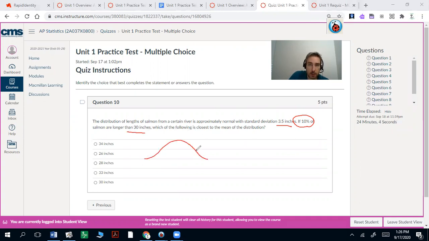All right, so 10%, the probability that X is larger than 30 is equal to 10%. We are given the standard deviation, but not the mean. There are a couple ways to solve this. First thing I'm going to do is reverse that. So the probability that X is less than 30 would be 90%.